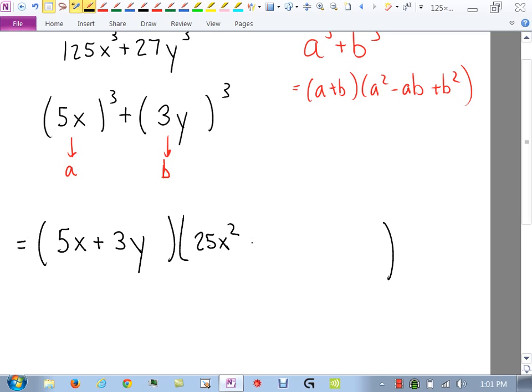Okay, minus a times b. So this times this, 5 times 3 is 15, and then x times y is xy. Plus b squared. So now you have to square the b, which means you square the 3 and the y. So 9y squared.